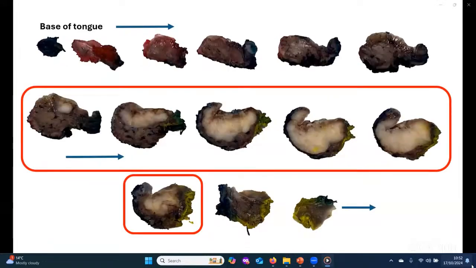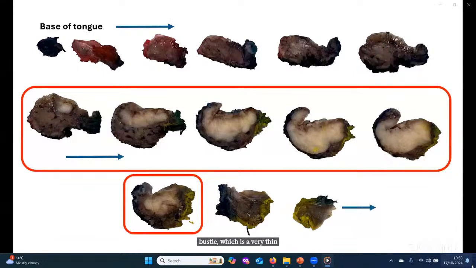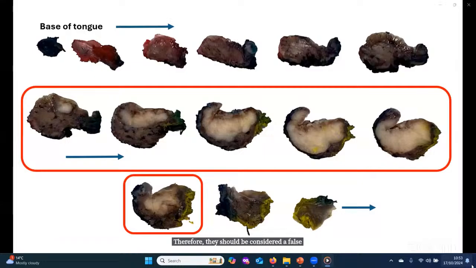The cut sections through the tonsil reveal this is almost entirely effaced by tumour. At the base of the specimen, which represents the closest margin, this is the superior constrictor muscle, which is a very thin muscle. The mucosal margin here is also close. If you look at the adjacent block, you will see the superior constrictor has been disrupted during pathological dissection, and therefore this should be considered a false deep margin with a true pathological margin here.